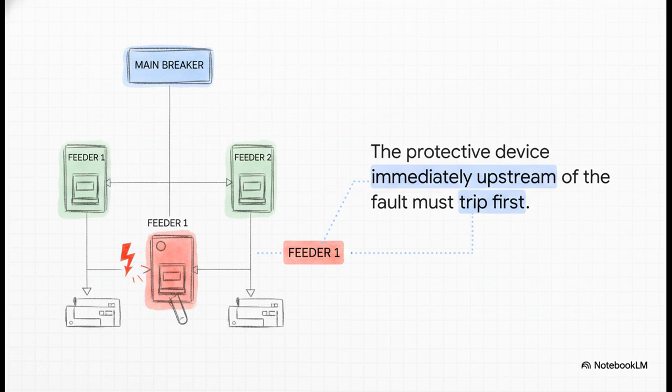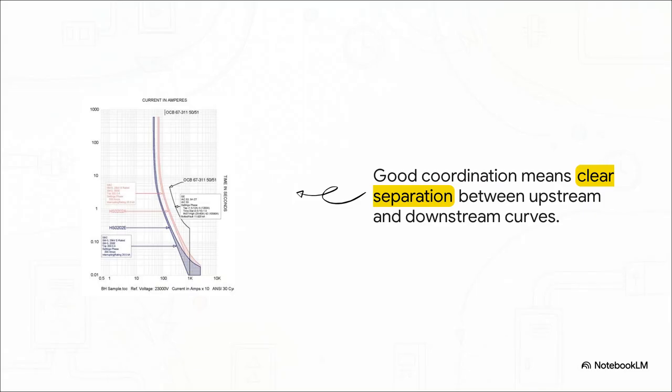Every single adjustment you make in a coordination study is to serve this one simple goal. Now this is what we're aiming for. This is what a beautifully coordinated system looks like on a TCC plot. The red curve on the right is our downstream device, the one closer to the load. The blue curve on the left is the upstream device. See that nice, clean, white space between them?